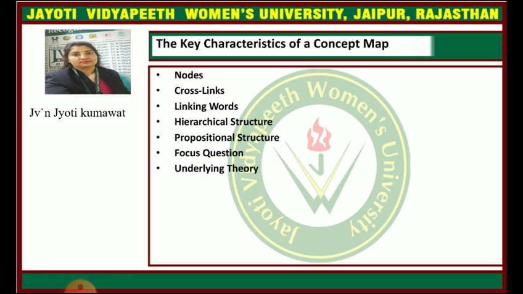Next, the linking words. Linking words may be phrases if they contain more than a word. These describe the type of relationship between the two concepts and appear on the line connecting them. Next comes the hierarchical structure. These concepts are organized hierarchically. This means that the most general and inclusive concepts are placed at the top of the map, and those that are more specific are positioned below them. According to this, concept maps are read from top to bottom.